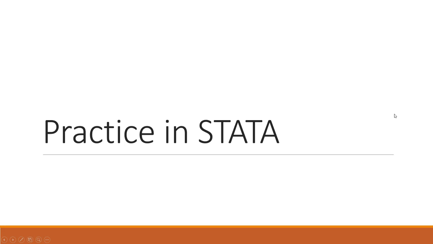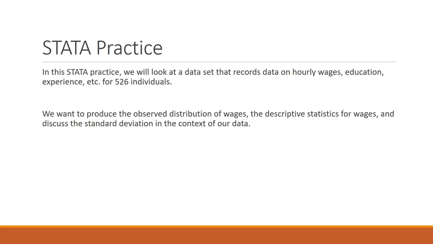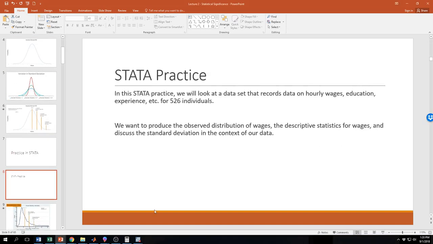Okay, I want to pause here for a second and go into Stata. We're going to use the data set we used from the first lecture. It's a data set that collects records on hourly wages, education, and experience for 526 individuals. And we're going to go into Stata, and we're going to produce an observed distribution for wages, some descriptive statistics for wages, and then we can use that to discuss what we were just looking at. That is the standard deviation. All right, so let's pull up Stata.